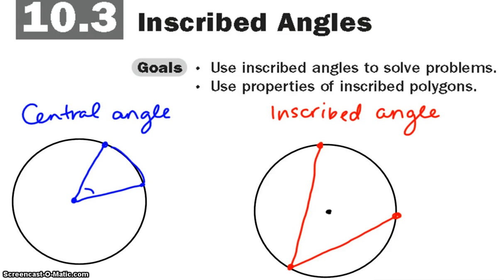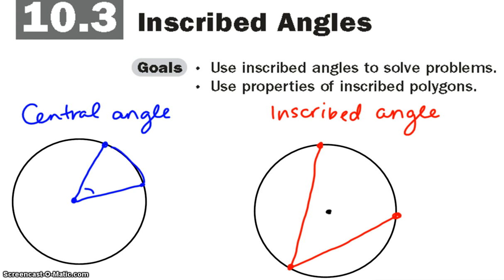Alright, so today's lesson is going to be over inscribed angles. Remember that an inscribed figure sits inside of a circle and all of the vertices sit on the circle as well. So if I were to draw an inscribed triangle, all three angles would sit on the circle.